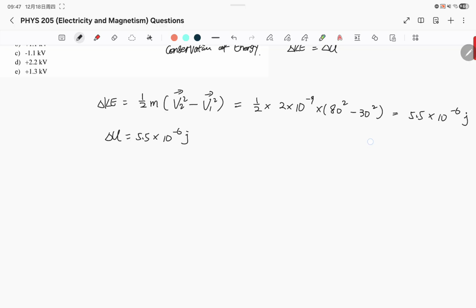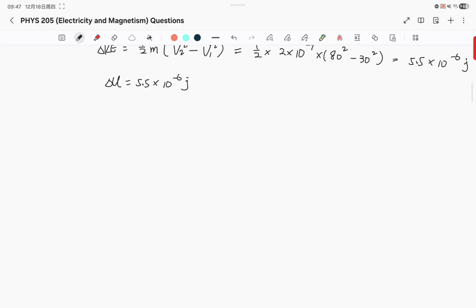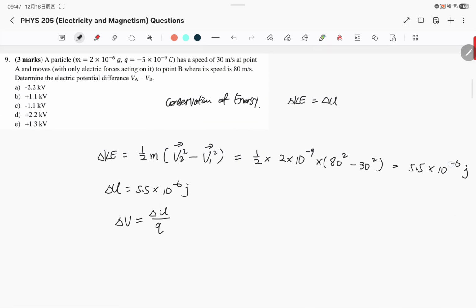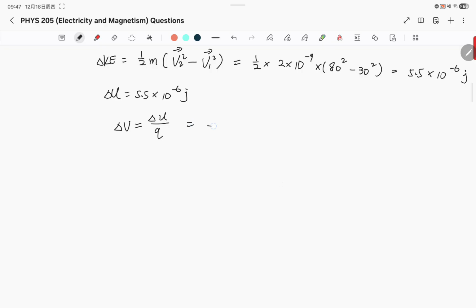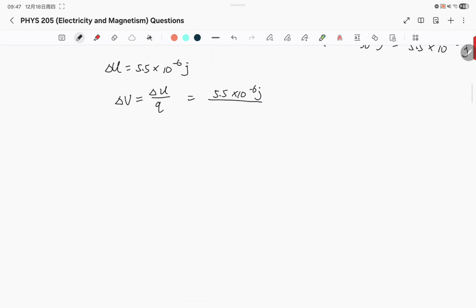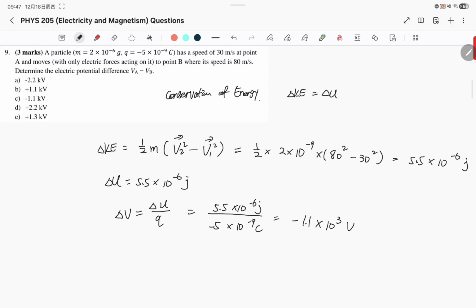Okay. And in the formula sheet, you will see an equation that looks like this. Delta V is equal to delta U divided by charge. Do we have charge? Yes, we do. And pay attention, it's a negative charge. Coulomb. And that gives me -1.1 times 10 to the power of 3 volts. So the answer is C.